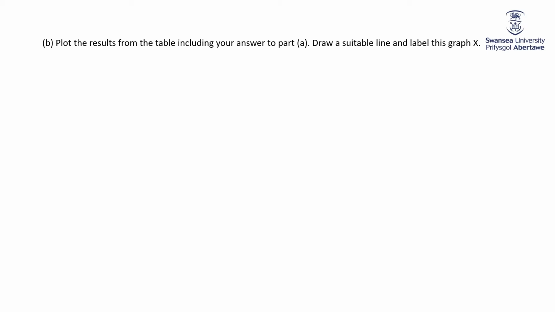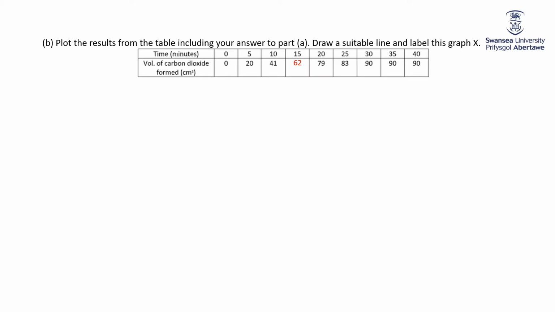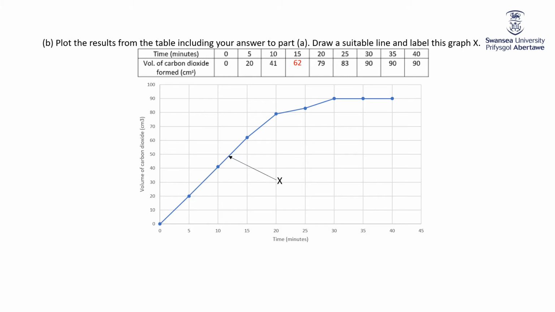The next question asks us to plot the results from the table, including your answer to part A, and then draw a suitable line and label the graph X, bringing back the table including our calculated answer. This is what you would get if you joined the dots. However, we can see this is not ideal because of this. So this would be a lot better because this allows for a nice smooth curve.